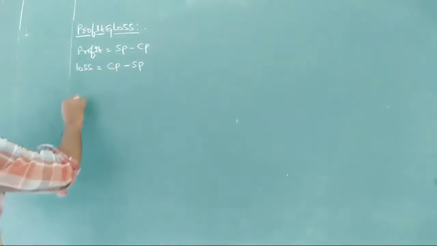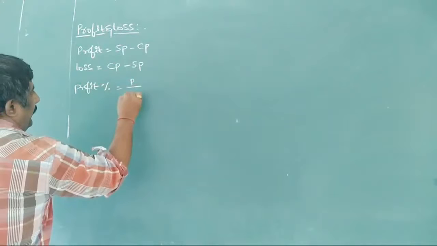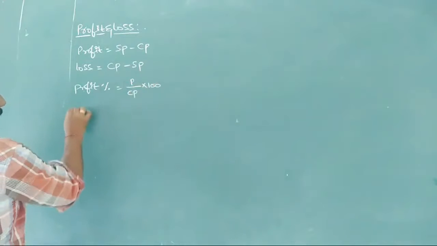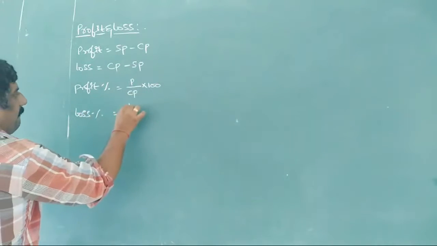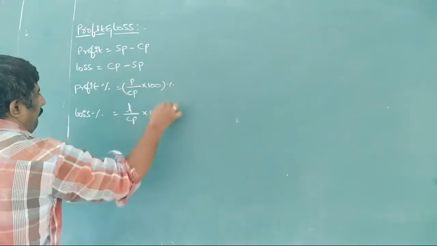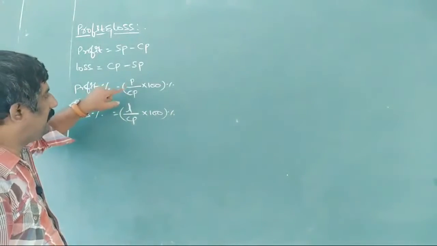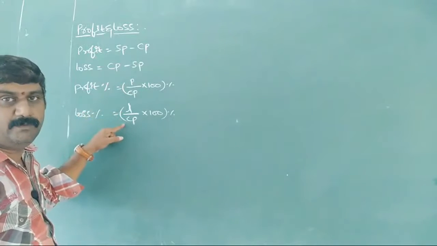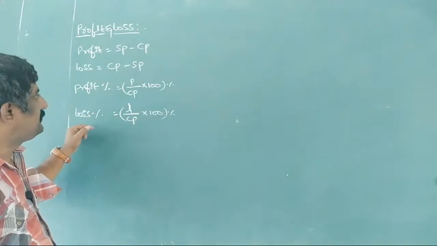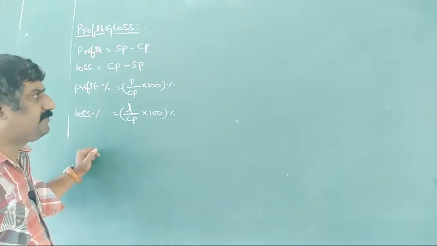And for this we have formula. Profit percentage can be given as profit by CP into 100. Loss percentage can be given as loss by CP into 100. And you observe here, profit is countable on CP, even loss is also countable on CP only. CP is nothing but cost price. Okay, so these are the discussions we had yesterday, including some problems. Today also we are going to discuss with the problems only.